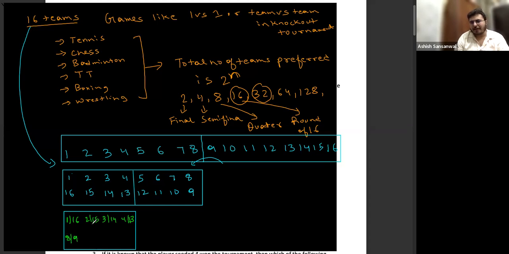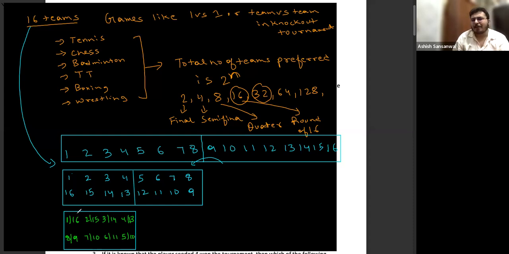2 and 15 will compete against 7 and 10. Then 3 and 14 will compete against 6 and 11. And they will compete against 5 and 10. Is this clear?